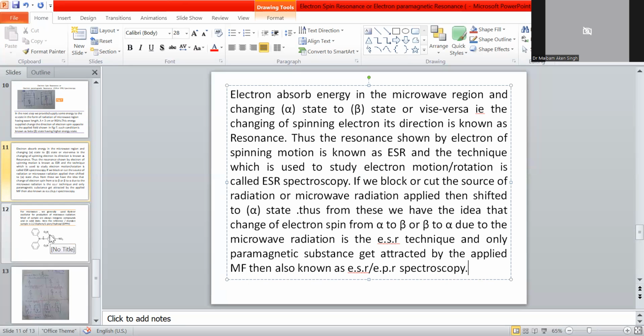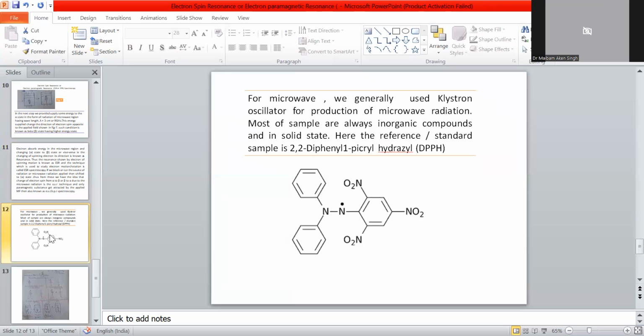Now you can note a few important points. Microwave radiation is generally produced by a klystron oscillator, and most samples under study should be in the solid state, and the reference or standard sample is generally diphenyl picryl hydrazyl, DPPH.